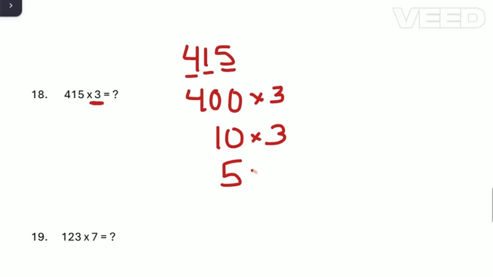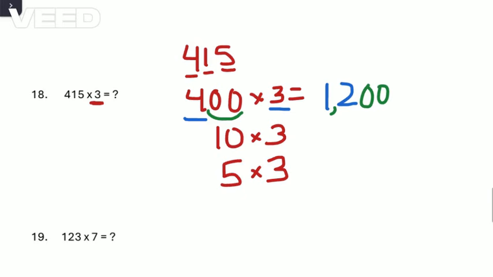And let's get our partial products. Oops, I wrote 5 times 5. I meant 5 times 3. There we go. All right, 400 times 3. We know how to do this now. We just do 4 times 3, which is 12. And then we see 2 zeros here, so we add 2 extra zeros. That's all there is to it.